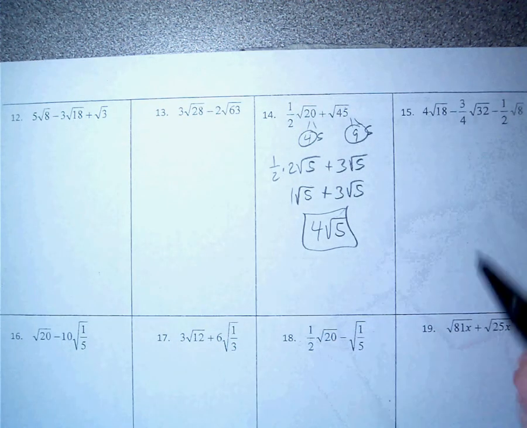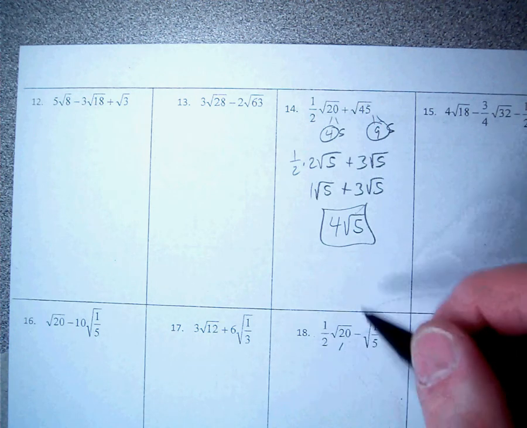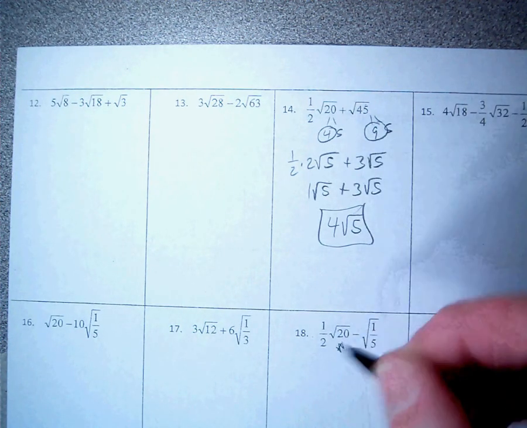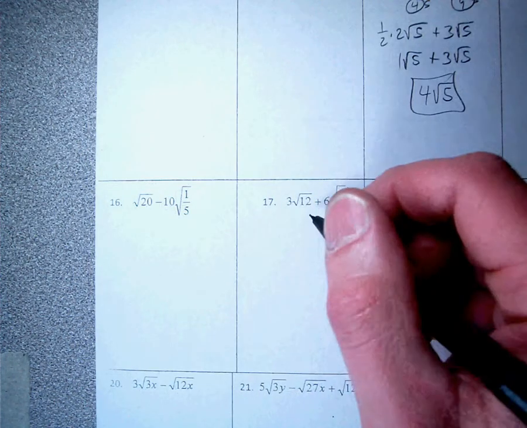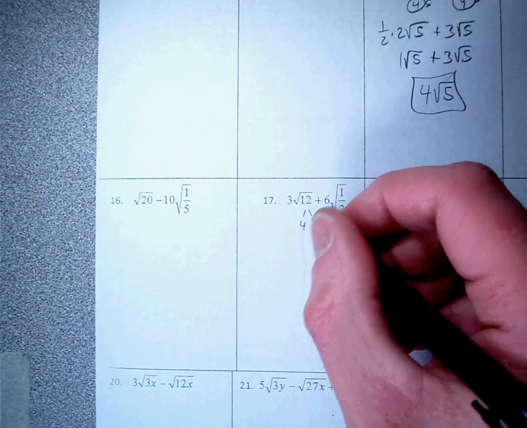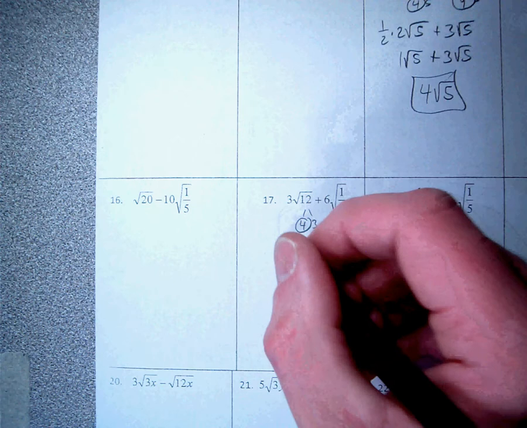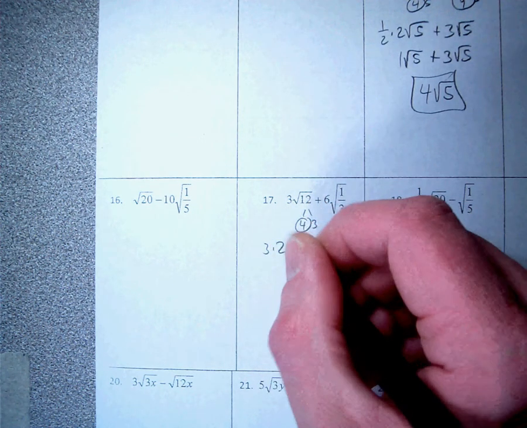All right, let's go on down the line here. 18. Actually, let's not. It's got another 20 in it, so let's bump over to 17. So 17. We want to get these to match. So we've got 4 and 3. Square root of 4 is 2. We'll do 3 times 2, square root of 3.